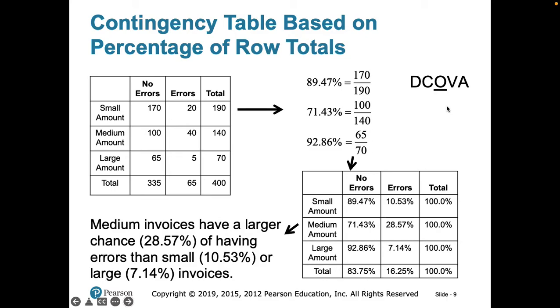Here we have the same data, but we have percentages based on the totals of the amounts. So once again, in this case, you're grabbing the 170 invoices that have no errors from the small amount, and then you divide it by the total amount of small amount invoices, which is 190. And you can say, well, out of the small amount invoices, 89.47% of them contain no errors, and 10.53% contain errors.